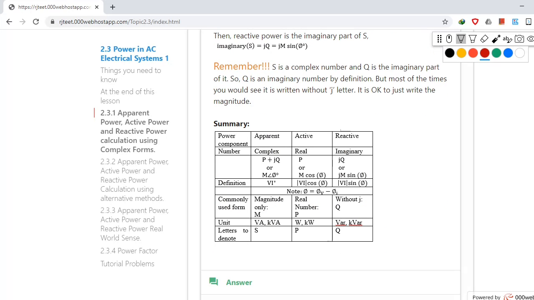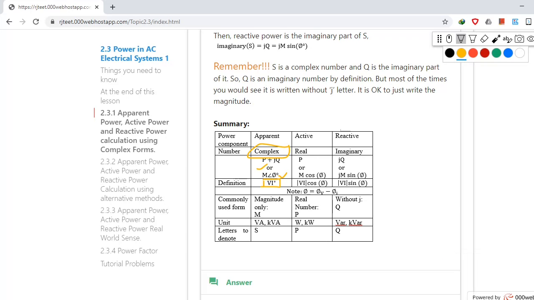And in summary, what you should keep in mind is that the apparent power is a complex value, which means either you write it in the form P plus jQ, or else in polar form. And in theory, from first principles, this is the way to calculate apparent power. It's going to be the multiplication of voltage and the conjugate of the current in their complex form.